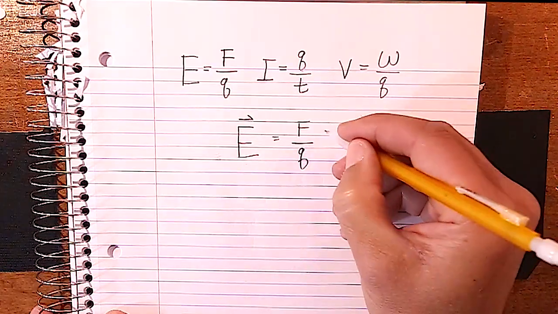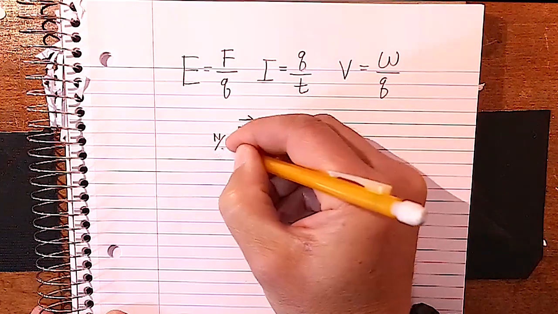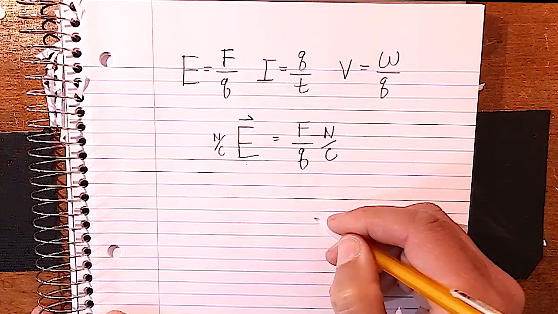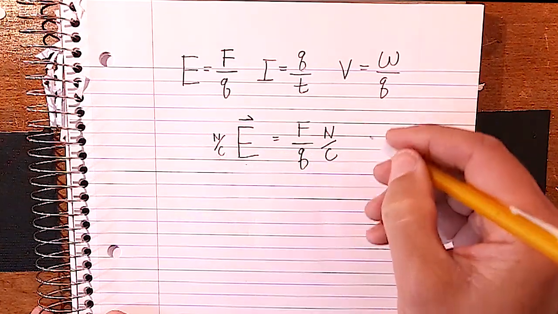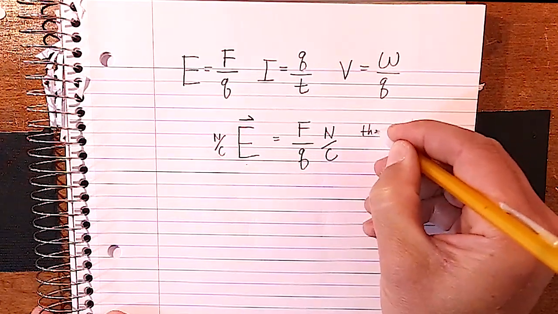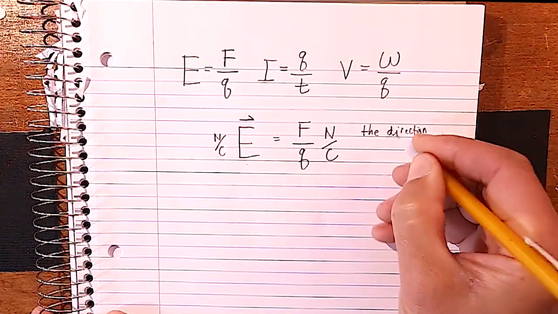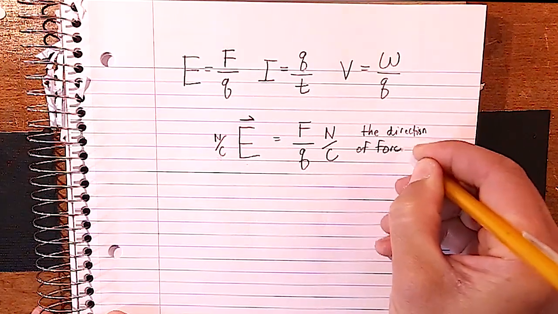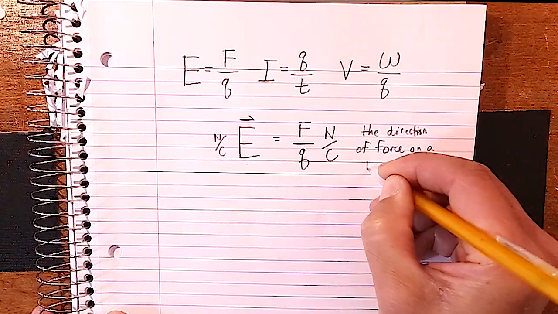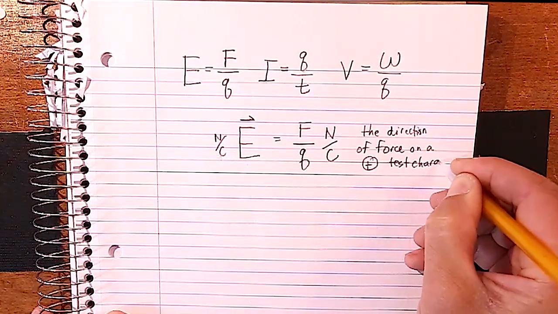The unit for electric field is the Newton per Coulomb. There's no name for that, so it's just left as Newton per Coulomb. And because it's a vector, we have to take into account the direction of what? Well, you should remember this from before. The direction of the force on a positive test charge. So you have to memorize that.